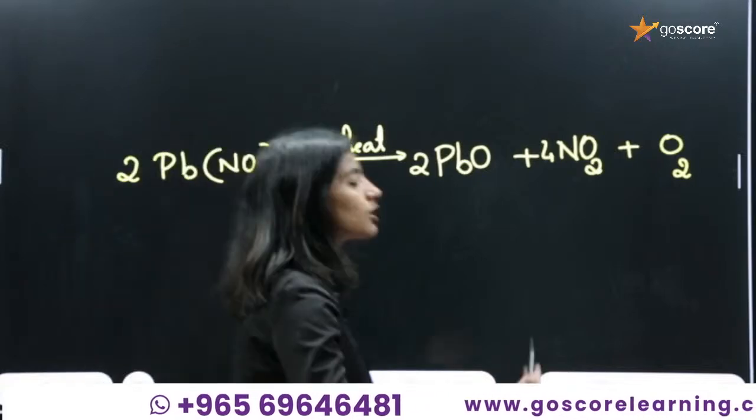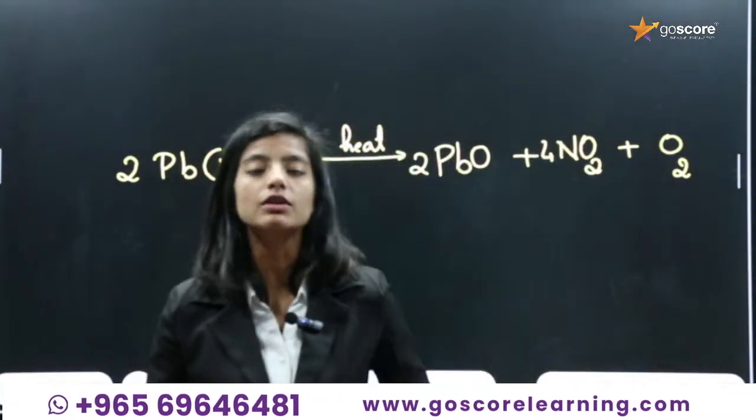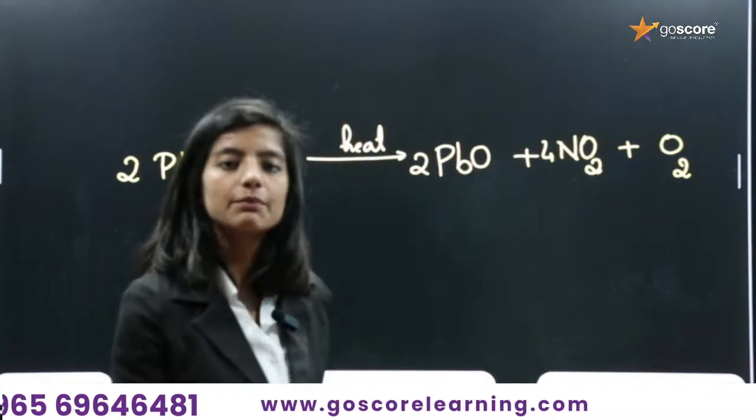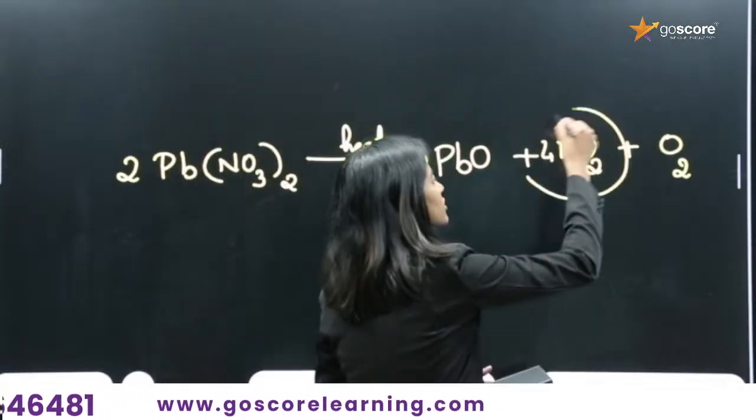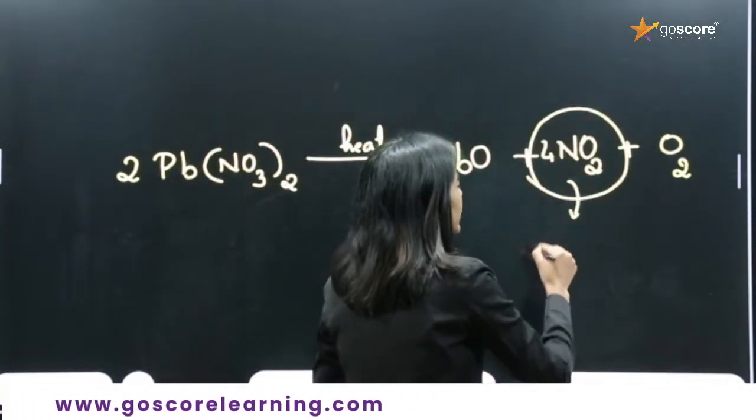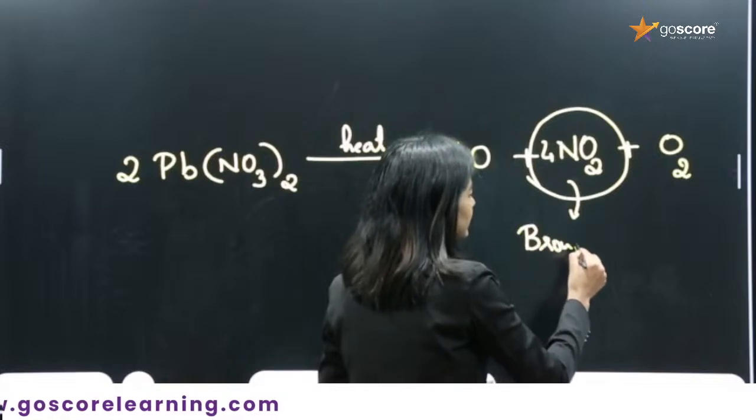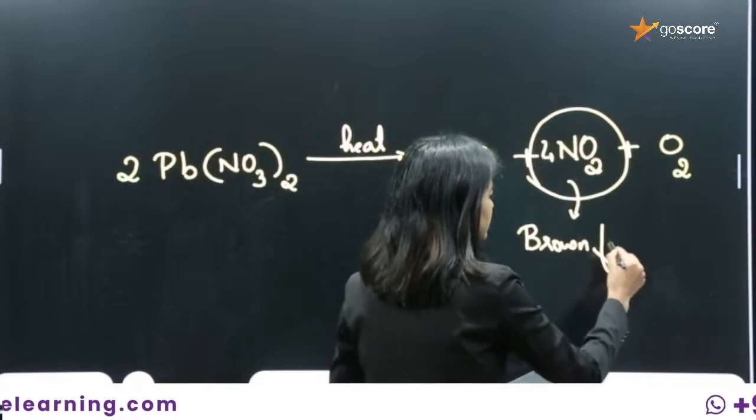And what is the cause of this brown gas? The brown gas is due to the formation of the nitrogen dioxide. Nitrogen dioxide is the one which is giving you brown fumes.